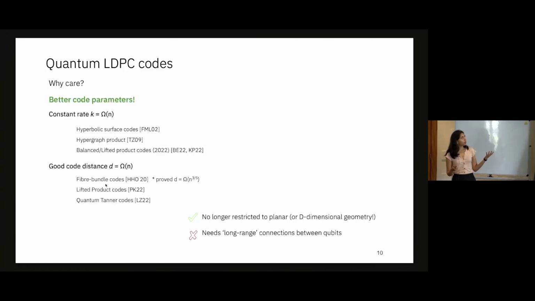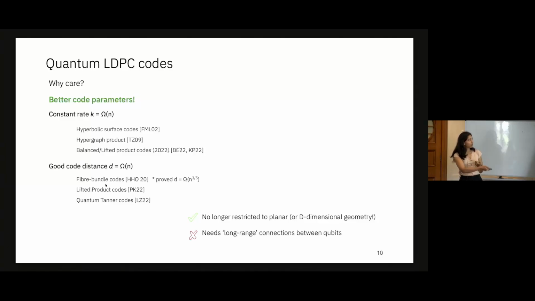So yeah, LDPC codes, why are we interested in them? They have far better code parameters. They have far better encoding rates, so you can encode a lot more information using fewer physical qubits, and they also have good distances, as we found in recent years. The challenge that comes with this is that you're no longer restricted to local geometry that can be embedded in some sort of topological notion, and physically what this means is you require long-range connections between qubits.